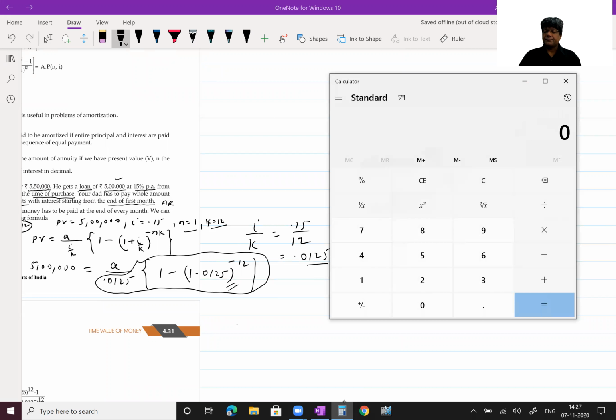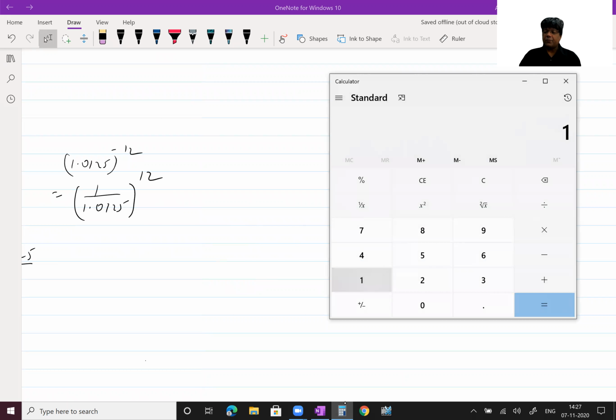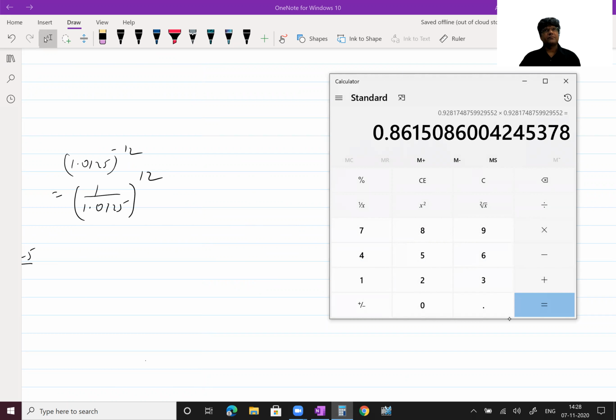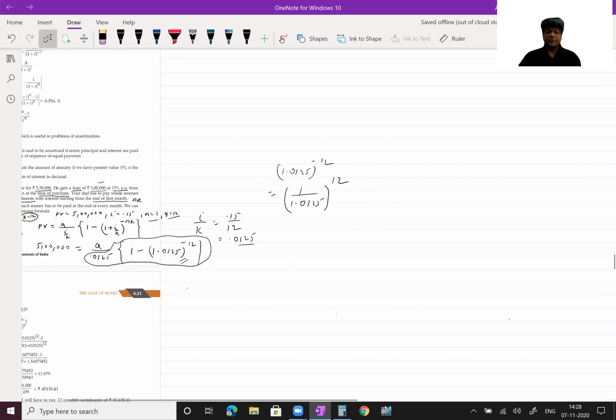So, wait. 1.0125 to the power 12. Wait, guys, you must see this. Now, 1 divided by 1.0125 is equal to, we calculated the inside bracket value. Now its power we are to raise to 12. So into equal to means square, again into equal to cube, again into equal to 6, again into equal to 12. Got it? So we have got the value of this.